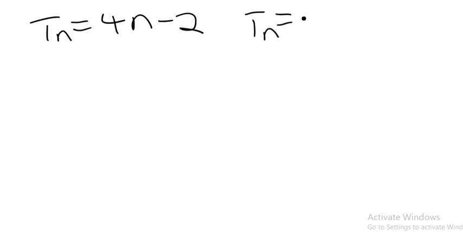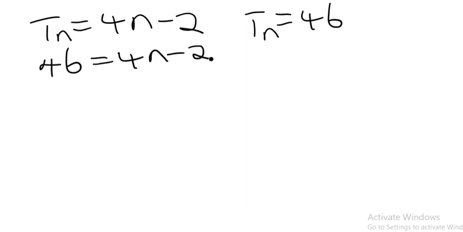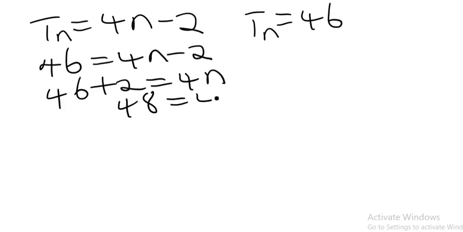Allow me to write the formula again. So our formula will be Tn is equal to 4n minus 2. Now Tn we are given, they told us that it's 46, which means I can just go there and write 46. I'm doing substitution. So this gives me 46 equals 4n minus 2. Now you take negative 2 across, so that will give you 46 plus 2, which is equal to 4n, and this will give you 48 is equal to 4n.